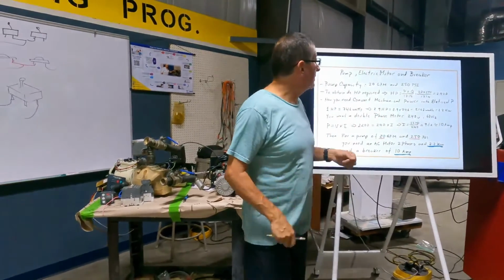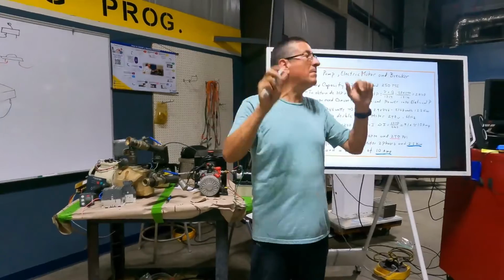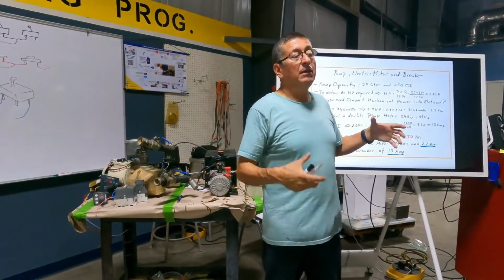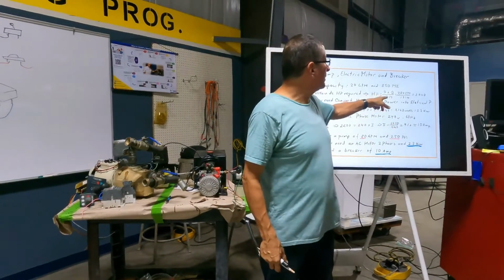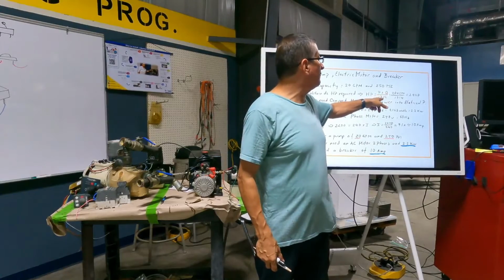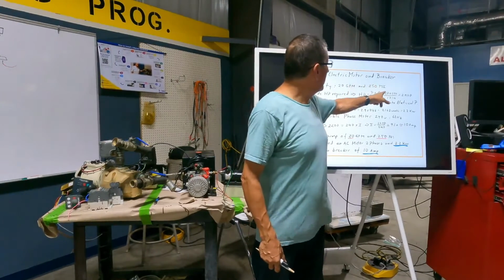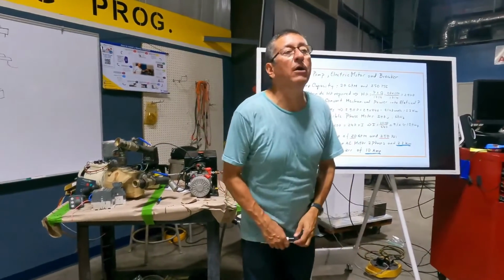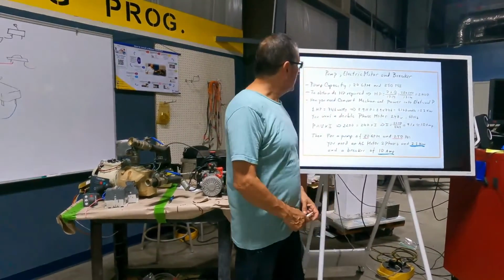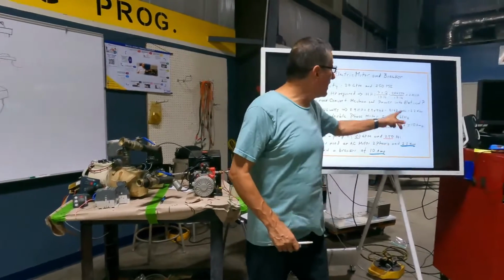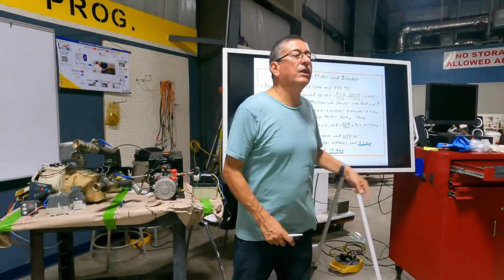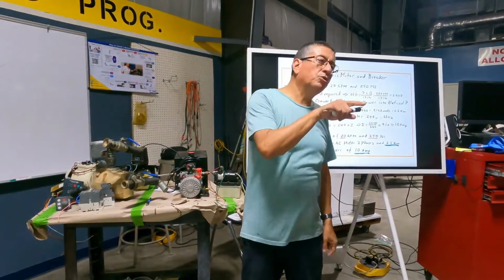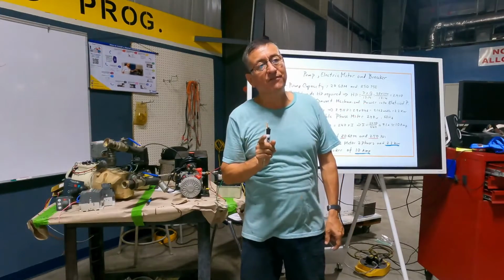Okay, look at this. The horsepower that I need in my fluid is equal to the pressure times the flow divided by 1714. Pressure is 250, flow is 20, divided by the constant is 2.9 horsepower. Okay, you remember that I can convert mechanical horsepower into electrical. 1 horsepower is equivalent to 746 watts.